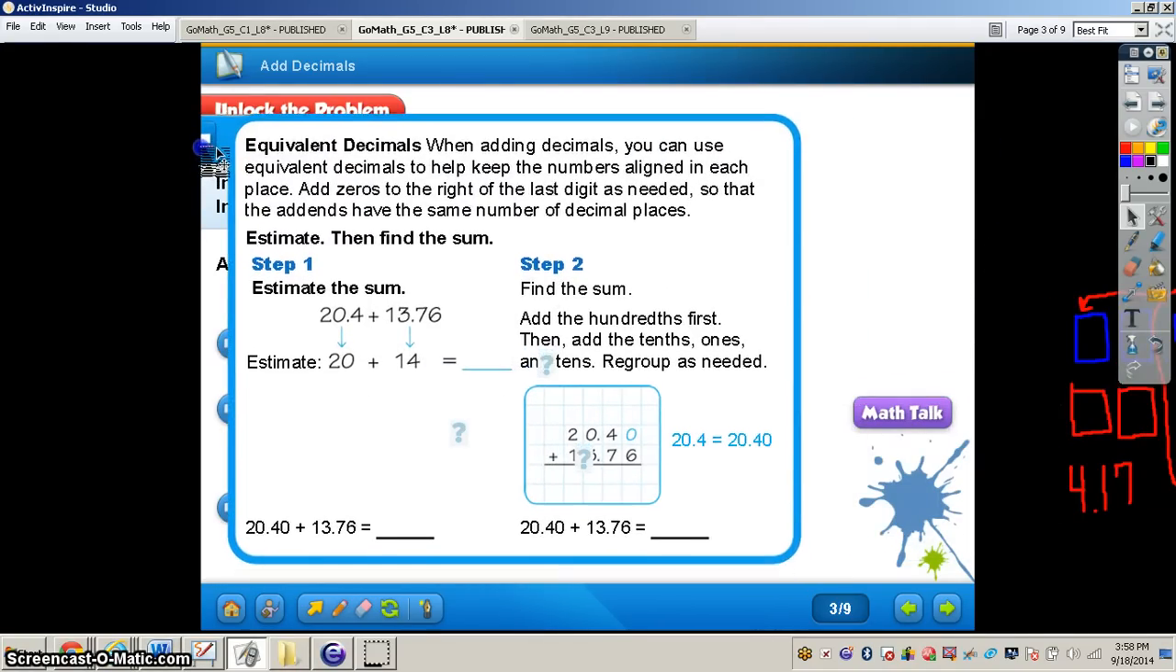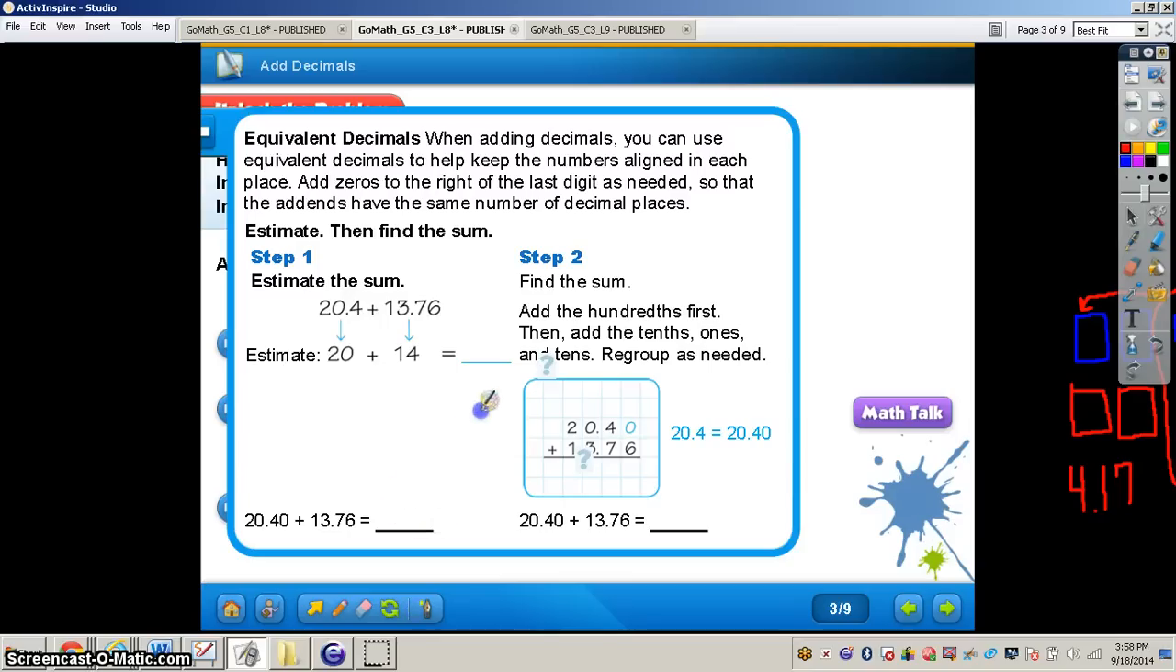And let's take a look at this. Let me get rid of some of the stuff here. Okay, it says, not evaluate decimals, sorry, equivalent decimals. It says when adding decimals, you can use equivalent decimals to help keep the numbers aligned in each place. Add zeros to the right of the last digit as needed so that the addends have the same number of decimal places. Okay, so if we're taking a look at this problem here, let me just clear all the annotations. There we go.